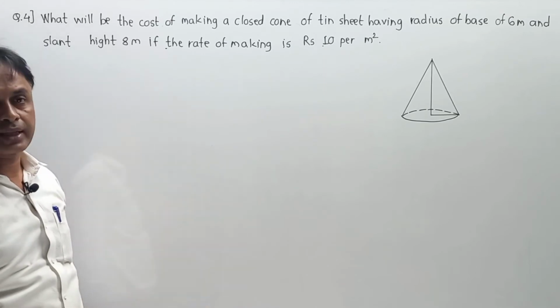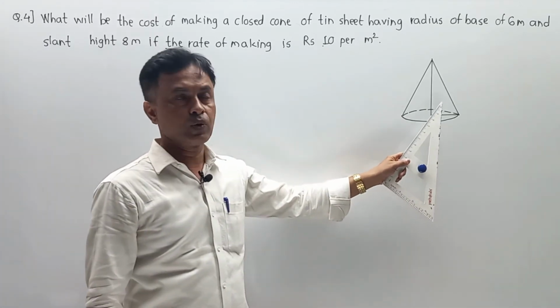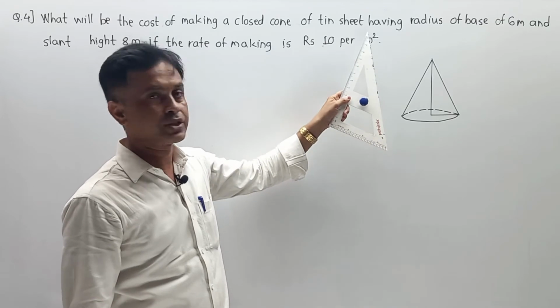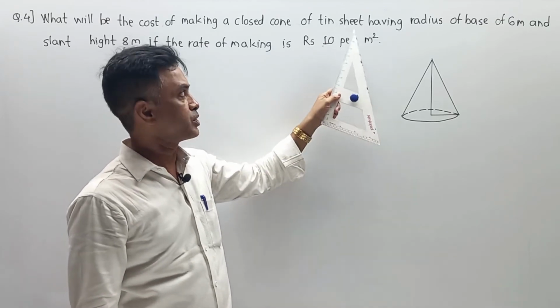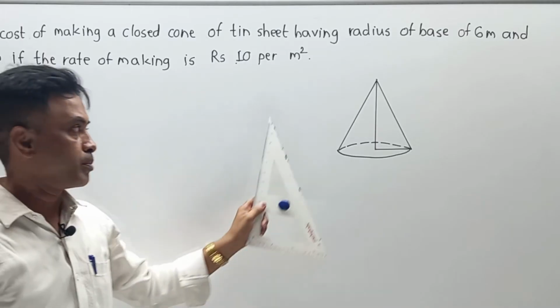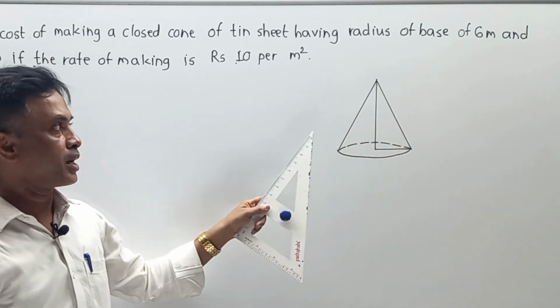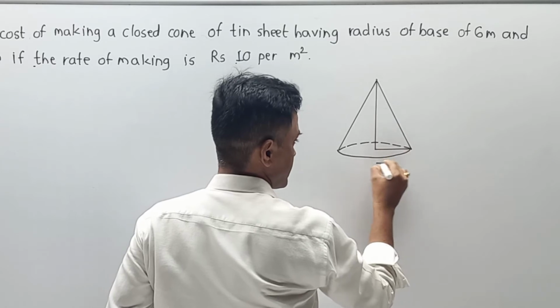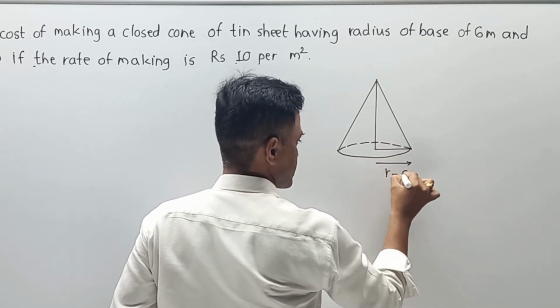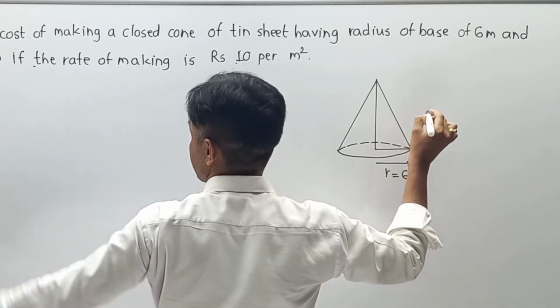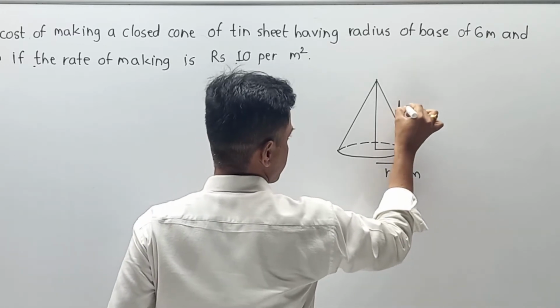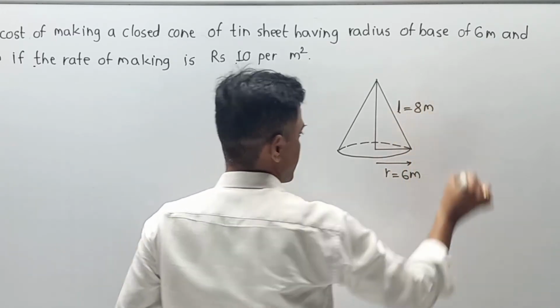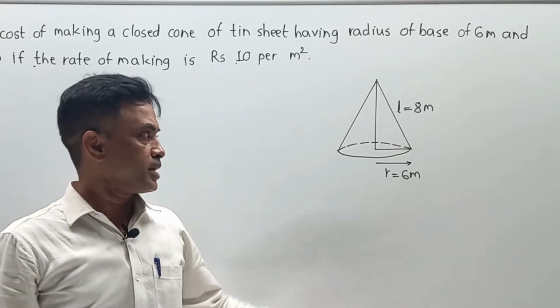Now what exactly data they have given? We have to manufacture a cone which is supposed to be made of tin sheet. Now in tin sheet we have to make it closed, means we need total surface area, and in that case they have given base radius as 6 meter and slant height, that is 8 meter. Now both the data is given to us.